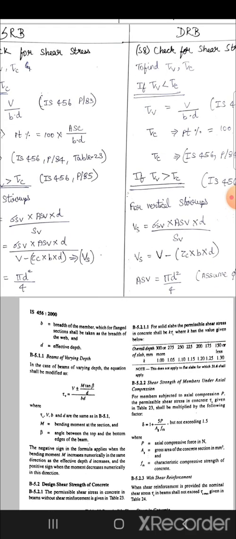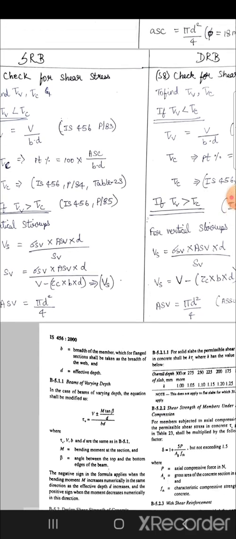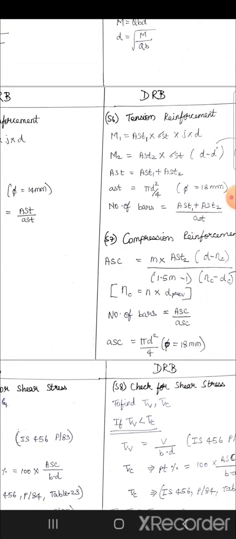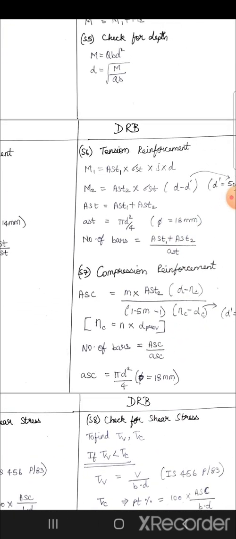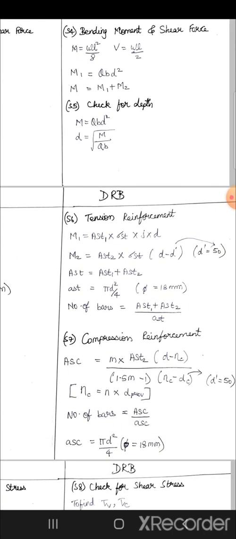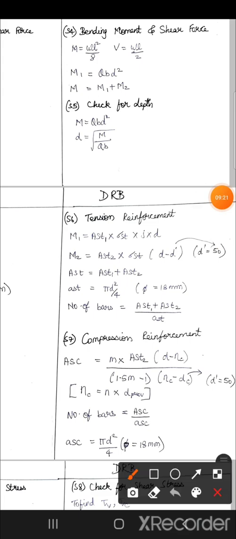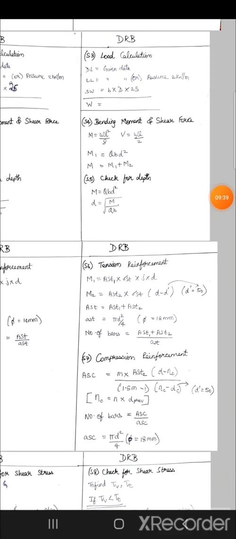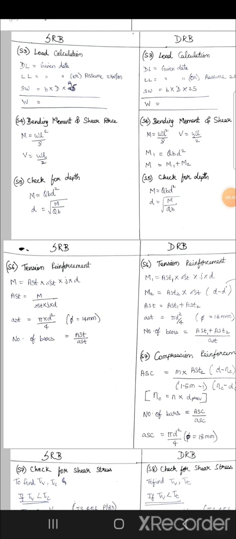This is the difference between singly and doubly reinforced beam. The main difference is finding tension and compression reinforcement for doubly reinforced beam. Here only the formula changes. We must find M1, M2 answer, and here for compression reinforcement we must find ASC for calculating number of bars. This is the difference between singly and doubly reinforced beam. Thank you.